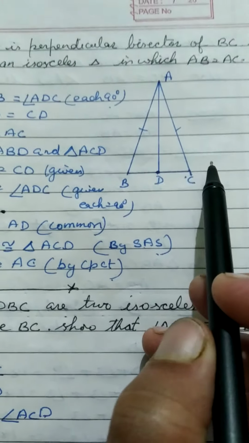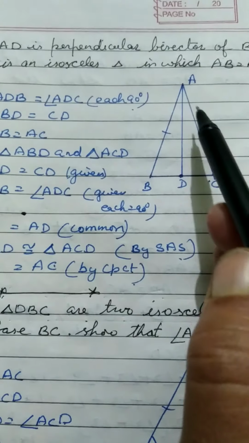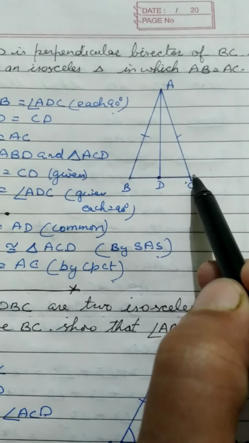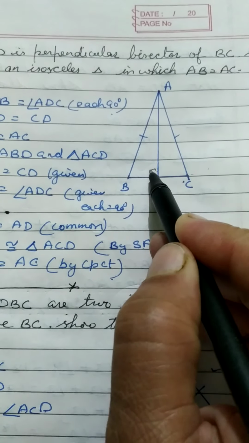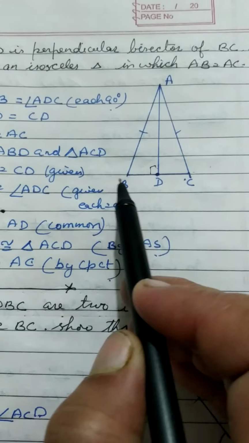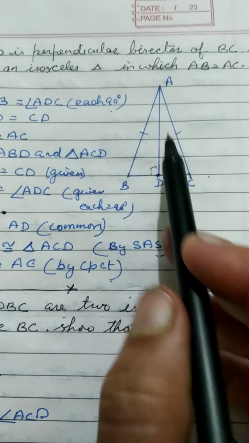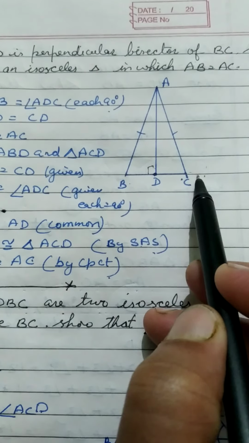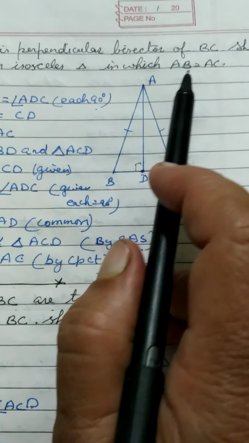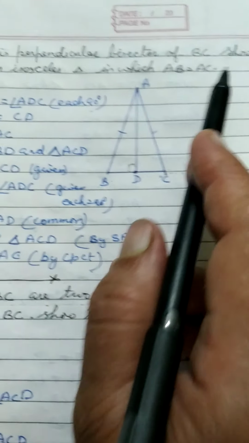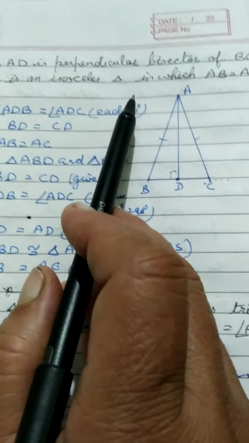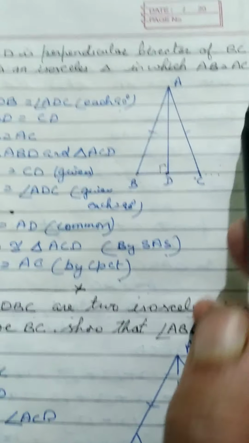In triangle ABC, AD is the perpendicular bisector of BC. What do you mean by perpendicular bisector? It means that AD is perpendicular to BC and AD is bisecting BC, that is, BD is equal to DC. Show that triangle ABC is an isosceles triangle in which AB is equal to AC.